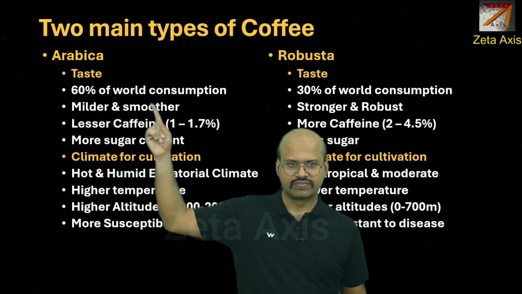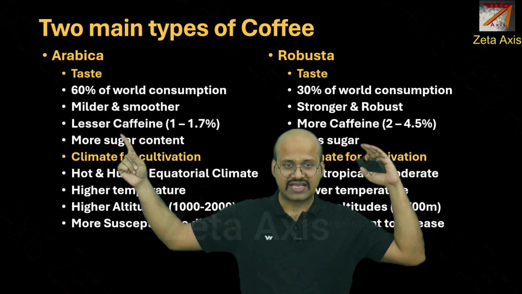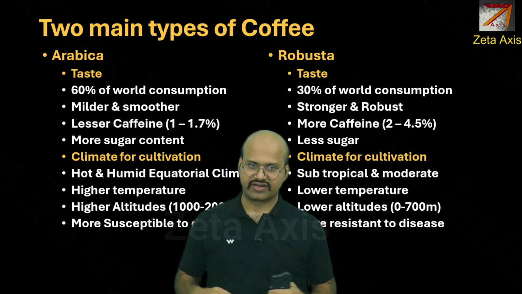Arabica is milder and smoother. Robusta is stronger and more robust. Arabica has less caffeine. Robusta has higher caffeine. Arabica has more sugar content. Robusta has less sugar content.